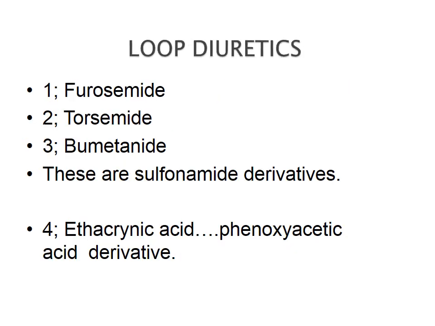Now, coming to the next category of diuretics, they are basically loop diuretics. Among them, we have furosemide, bumetanide. These are sulfonamide derivatives. As I told you about the diuretics which contain the sulfonamide group, they are going to have allergic reactions. So they may have, as one of the side effects listed, allergic reactions at the end. Then there is ethacrynic acid, which is a phenoxyacetic acid derivative.